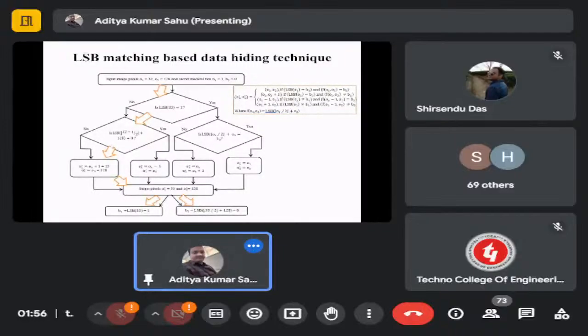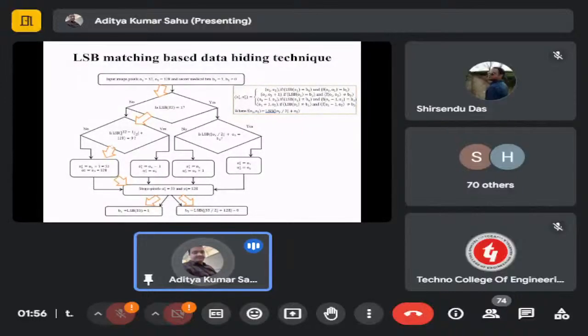If yes, the LSB of 32 is not 1. Okay, so it will go to the no side, right? If yes, it will go to the right side. If no, we will check one more condition involving the second pixel also, O2: is LSB of 32 minus 1, LSB of O1 minus 1 divided by 2, the base value, plus 128, the O2 value.